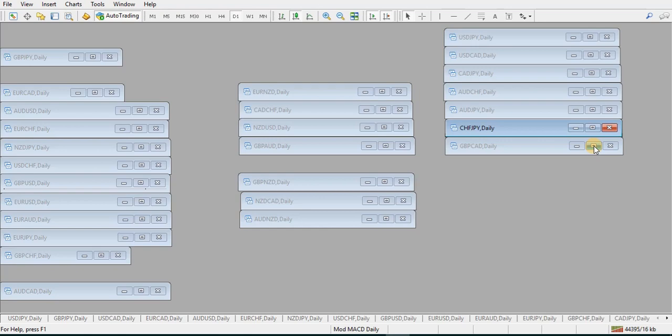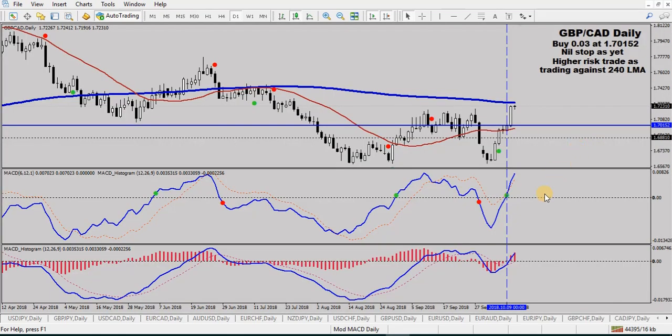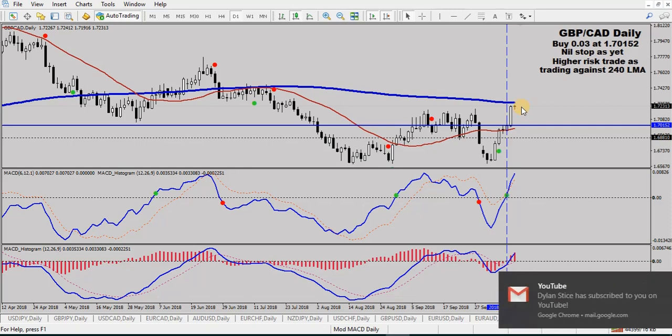And finally, pound CAD in a buy. Thank you, pound. Yesterday got me some of my trades going in the right direction. First news of the week was UK news, which is great.